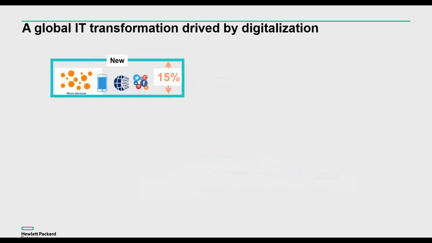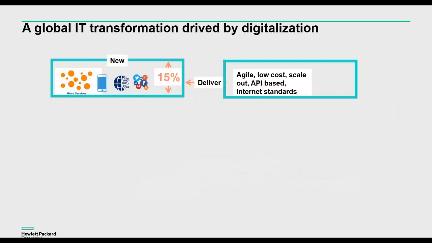Yeah. So, obviously, the first area to investigate is the 15% new applications area, in which we really have to rethink and create new solutions, linked in a very agile, very DevOps-oriented way, for serving the businesses. So when we look at this category of new applications, it will really be about agility, low cost, scalability, API-based and internet standard. What does this mean?